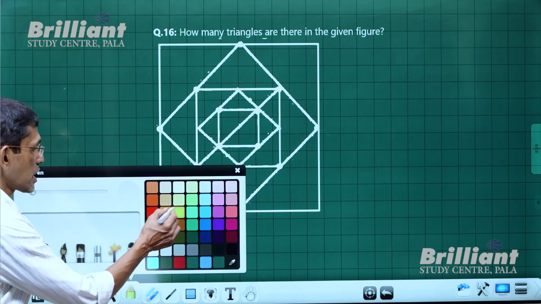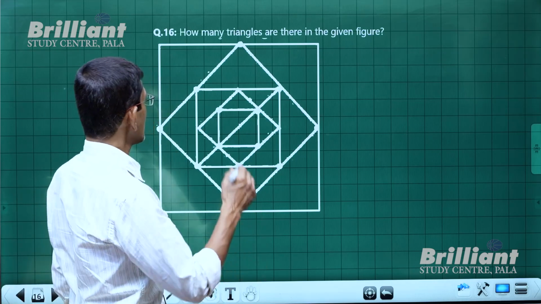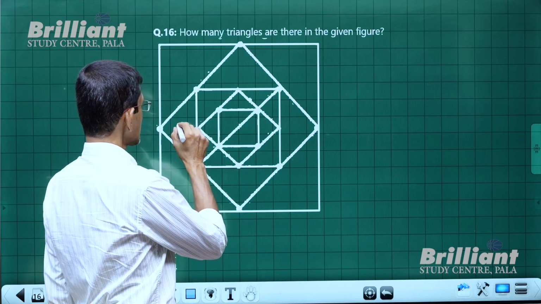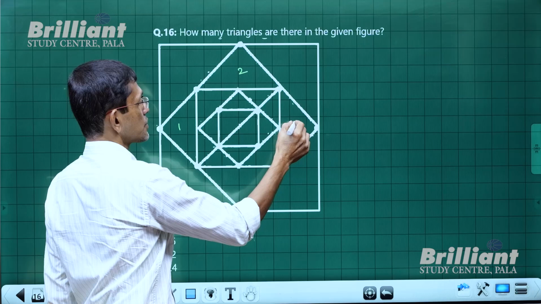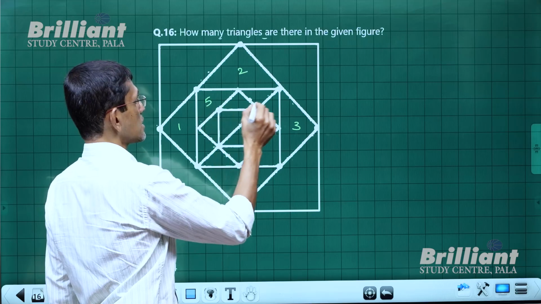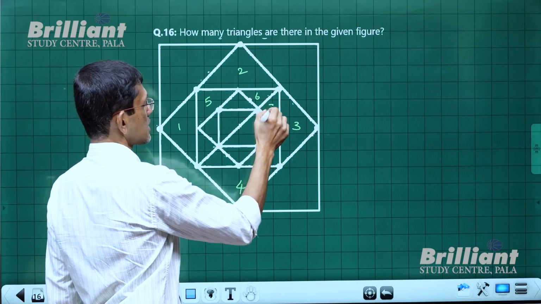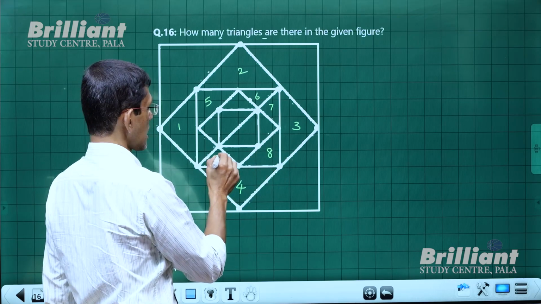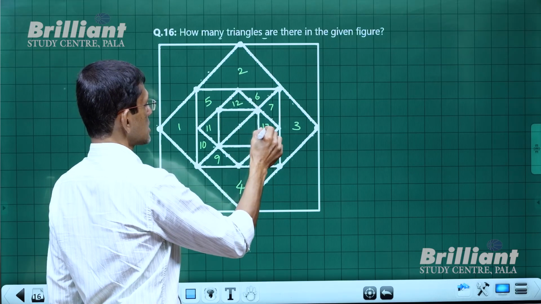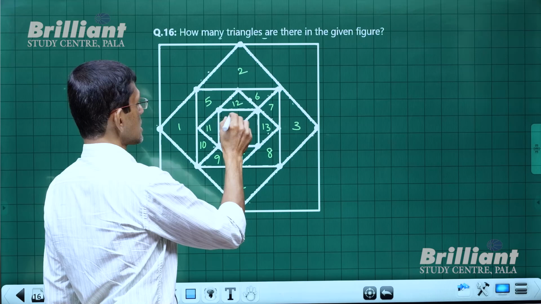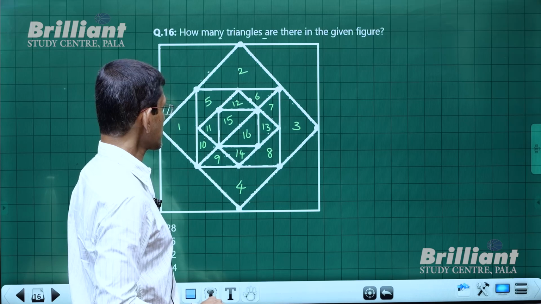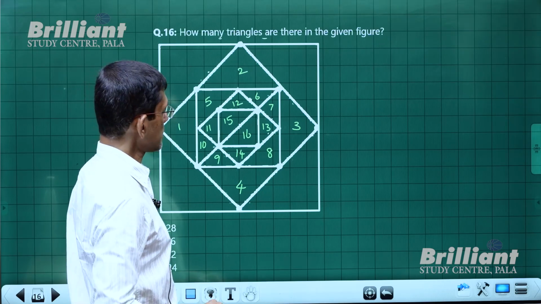So let's do a quick counting here. Let's mark whichever we count. So let's mark it this way: 1, 2, 3, 4 triangles, and we have 5 here, 6, 7, this is another triangle, 8, 9, 10, then 11, 12, 13, 14, 15, 16. Is there any other triangle we have missed? Not really. Okay, fine.